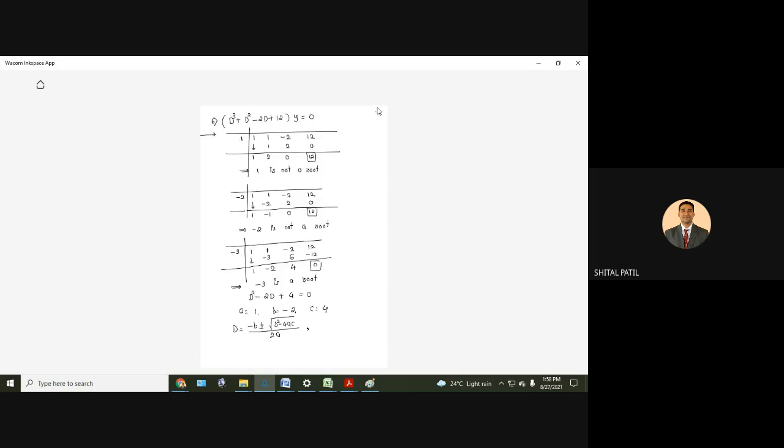See, you can do two different things. One, you can use calci to get all the three roots, or you can use synthetic division method in this way.